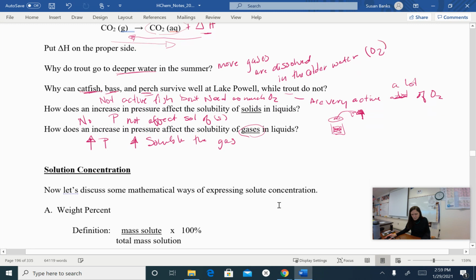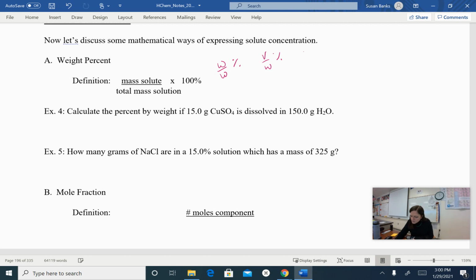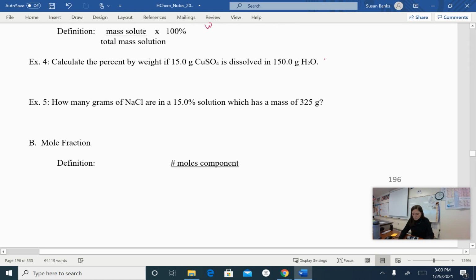All right, solution concentration. We're going to discuss a couple mathematical ways of expressing solute concentration. The first is weight percent. You're definitely going to want a calculator for this. Okay, definition is the mass of the solute divided by the mass of the solution times 100%. This is what we call a weight percentage. There are some things in the drugstore that are done by a volume weight percentage and others that are done by a volume percentage. Okay, so this is a weight percent.